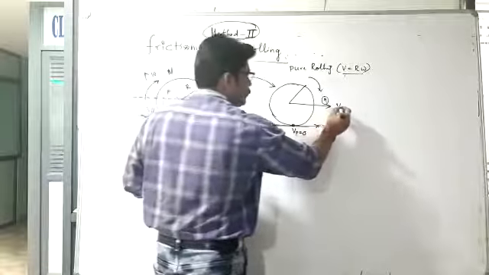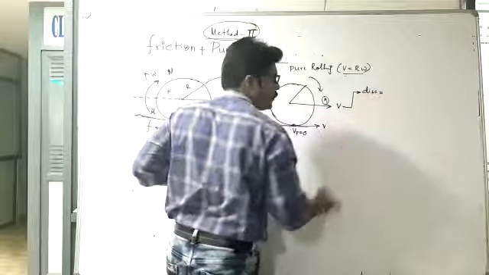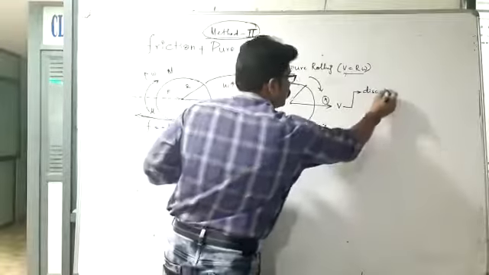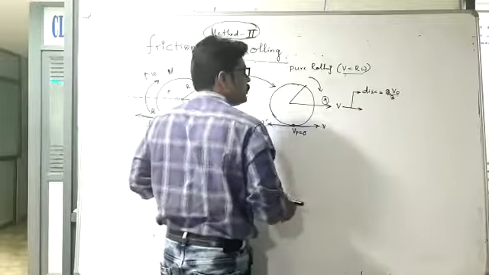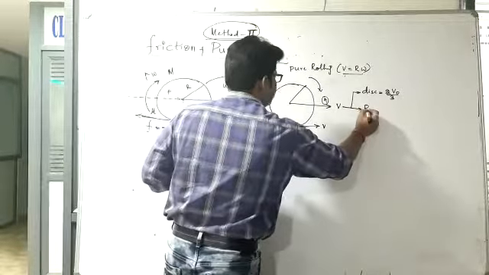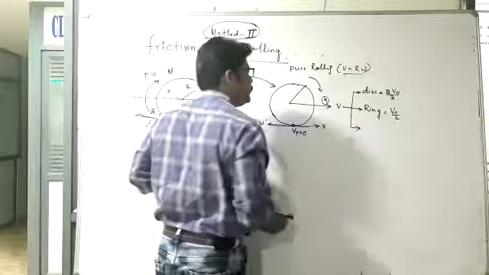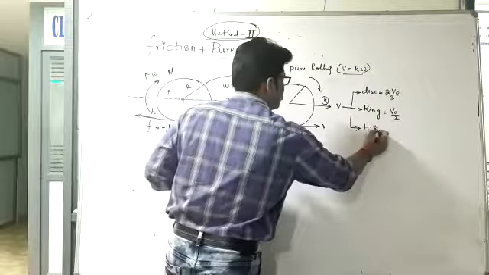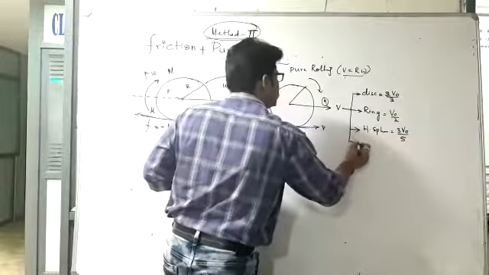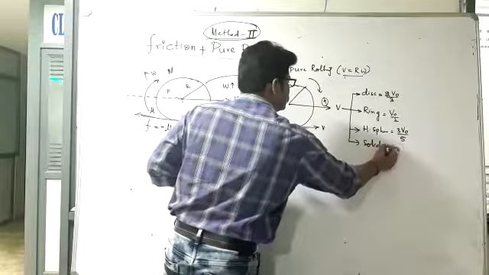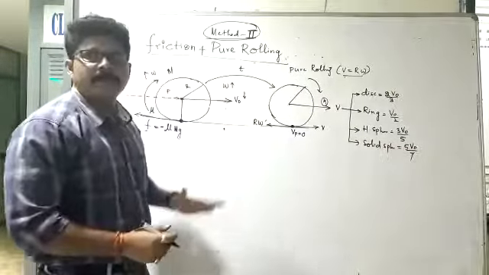What is v for the disc? How much did you get as v for the disc? 2v0 by 3. Next, v for the ring: v0 by 2. Next, for the hollow sphere: 3v0 by 5. Next, for the solid sphere: 5v0 by 7. We already calculated these by method 1.